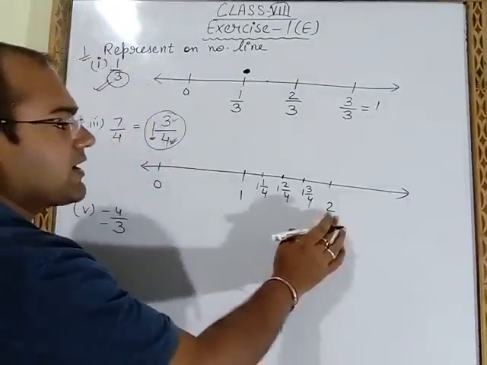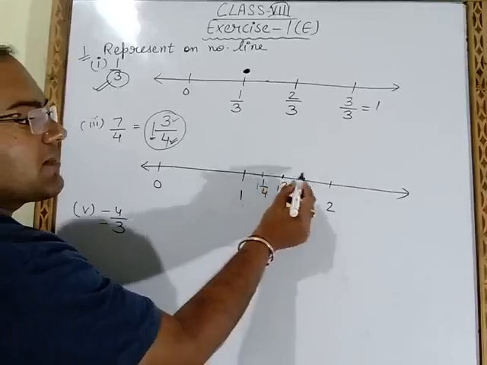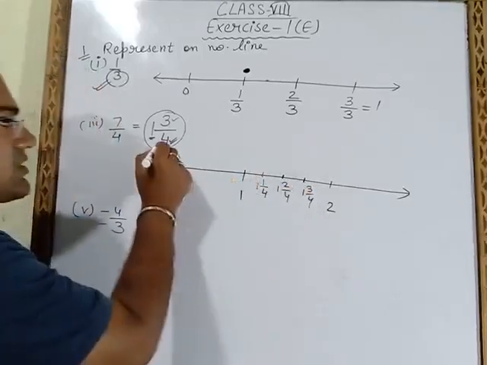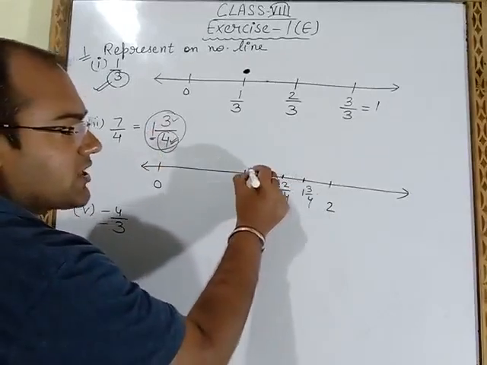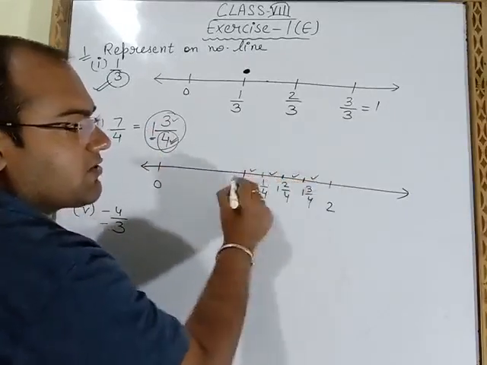That's why between 1 and 2 we drew 3 marks. Why are we drawing 3 marks? Because in the denominator 4 is coming. That's why we drew 3 marks, so that how many divisions will be there between 1 and 2?